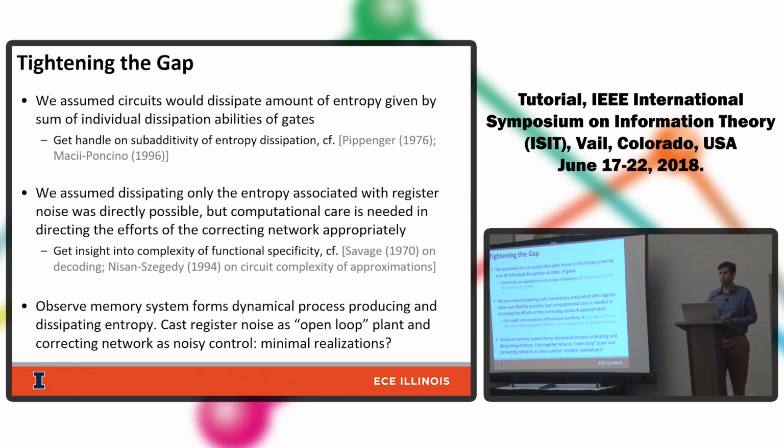We also assume that dissipating only the entropy associated with register noise is possible, but we need to actually direct this dissipation ability in the right way. And so we need to get insight into the complexity of functional specificity, which draws on ideas from circuit complexity theory. And also we can think through some ideas from noisy control, right? So we have this dynamical system that we're trying to keep close to the origin. So we can think of that as open loop control and think through minimal realizations. And so there's very much an open question.